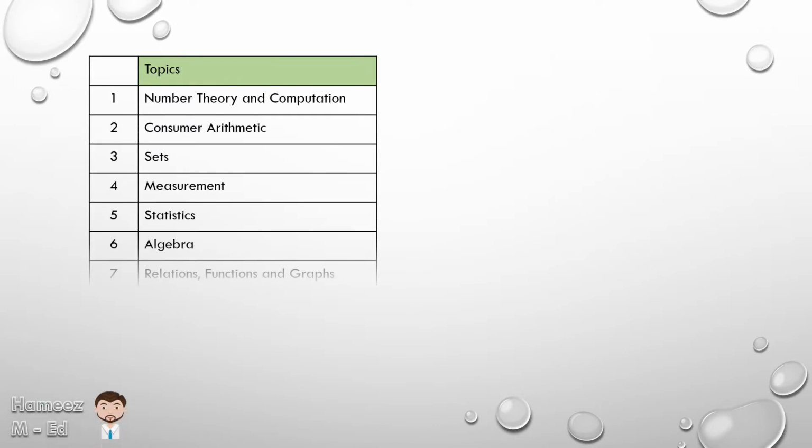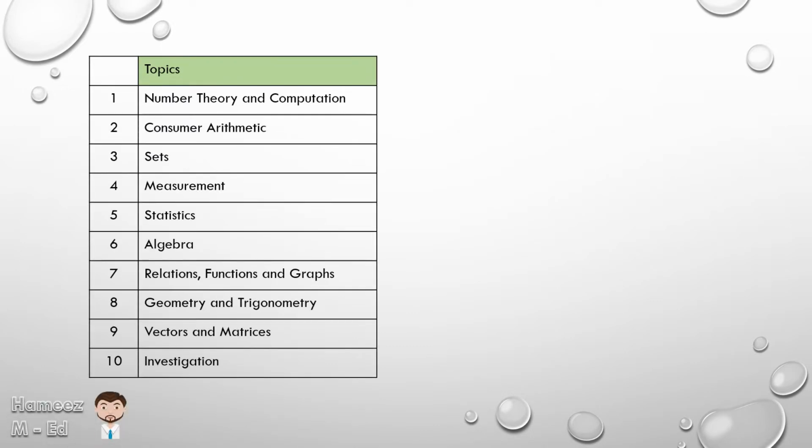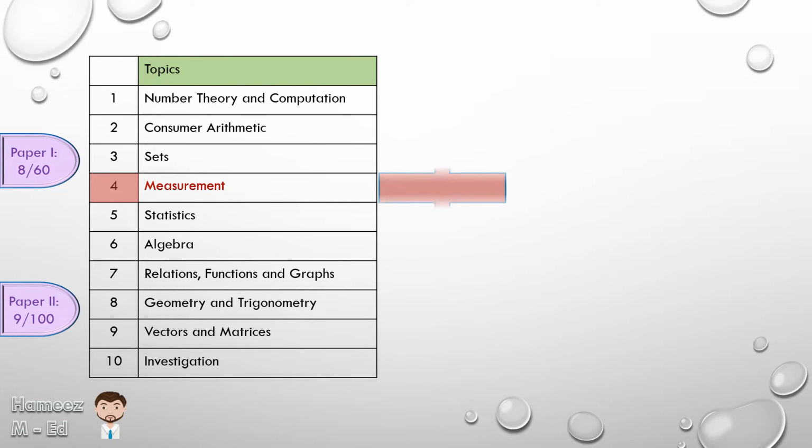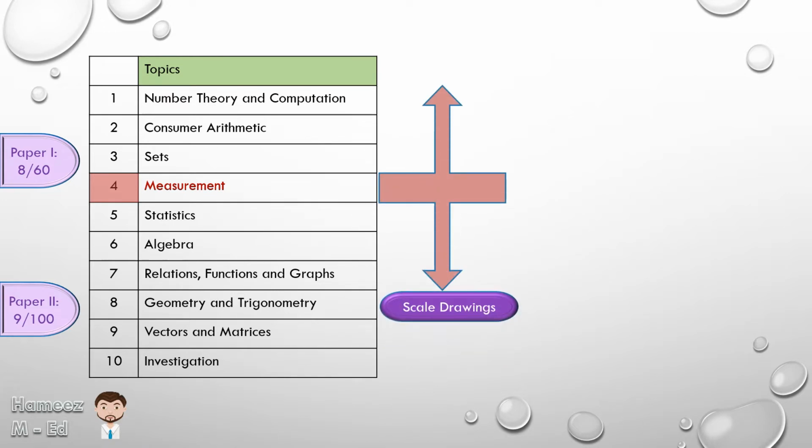Let's take a quick recap of the major topics in CSEC Math, of which there are 10 of them. And in this video, we are dealing with number 4, measurement. Measurement itself comes as 8 questions in the multiple choice paper, paper 1, and 1 full question in paper 2 with 9 marks. This topic can be subdivided into 2 main areas: scale drawings and perimeter, area and volume. In this video, we'll be looking at perimeter, area and volume.